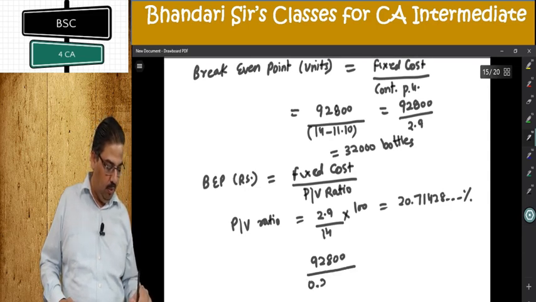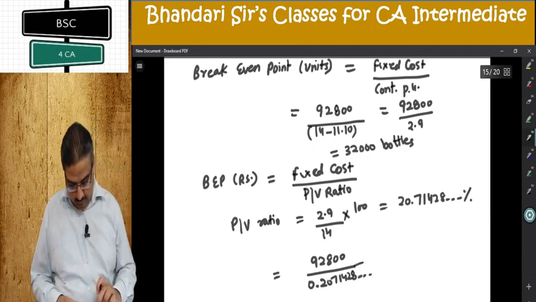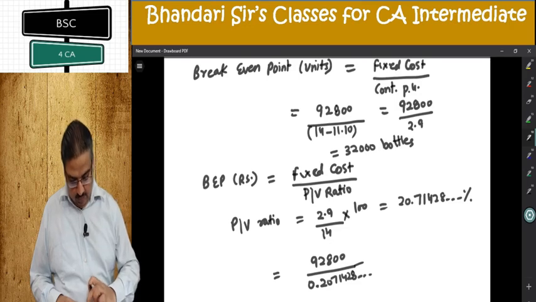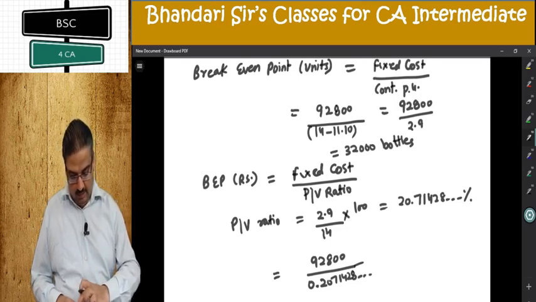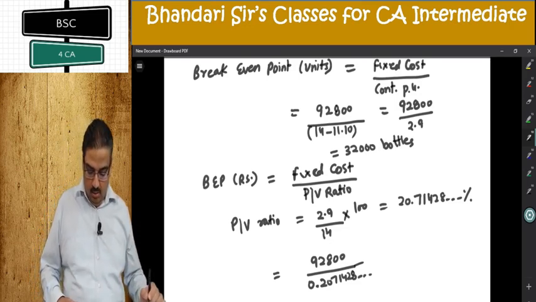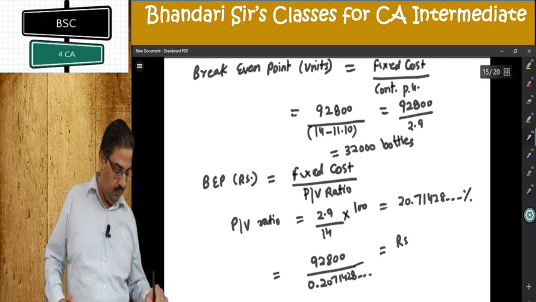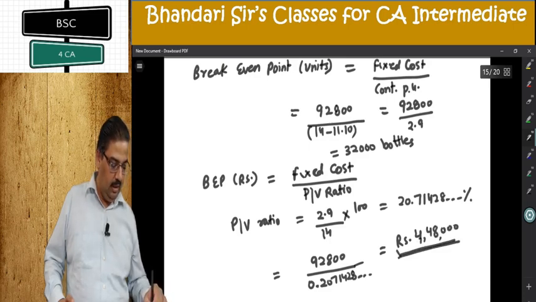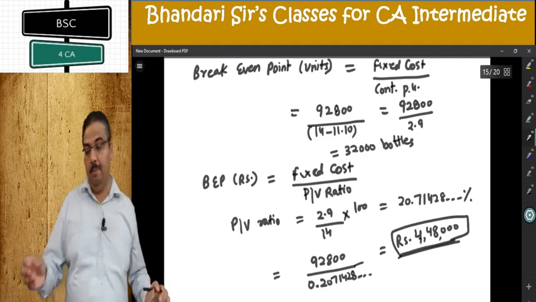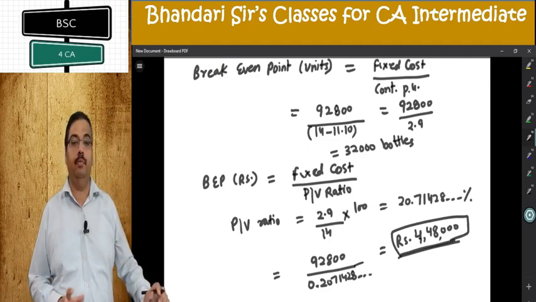92,800 divided by 0.207148 gives me 4,48,000 rupees. This is the ultimate answer of this question. This is a complete A34.